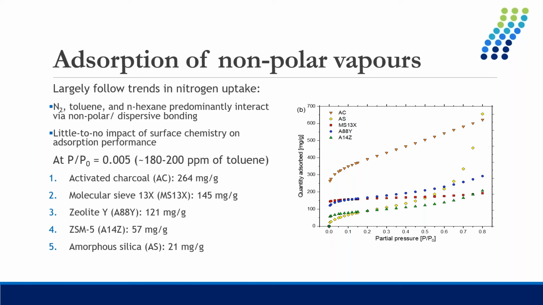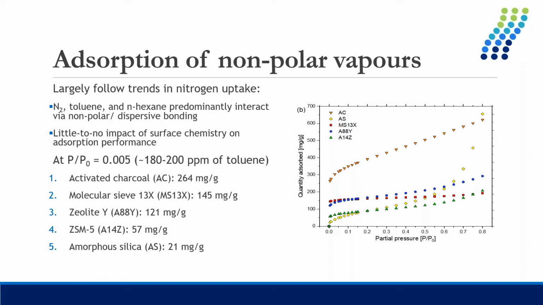So at a partial pressure of around 0.5%, so this is around 180 to 200 ppm of toluene, we found that activated charcoal performed the best with an adsorption capacity of around 260 milligrams per gram. So that's around 25% uptake by mass, followed by the two faujasite zeolites, zeolite X and Y, and then ZSM5 and amorphous silica.